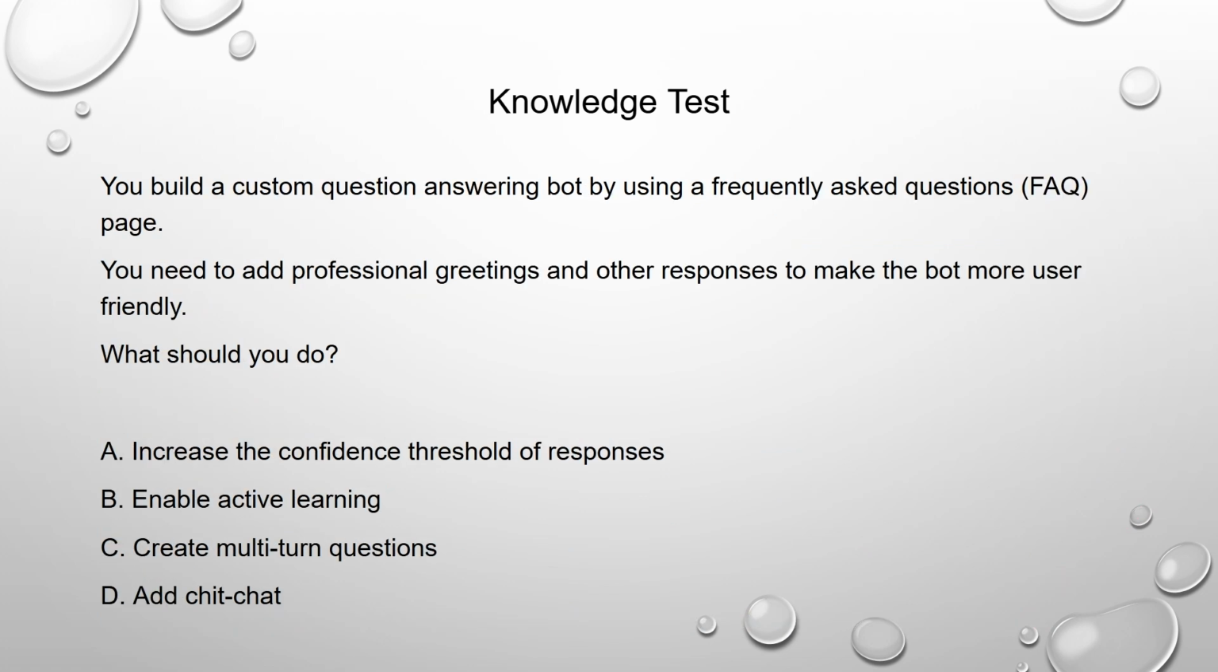You build a custom question answering bot by using a frequently asked question page. You need to add professional greetings and other responses to make the bot more user friendly. What should you do? Now you know the answer for that question. The correct answer is add chit-chat. You can select the chit-chat and then select professional to make it more professional and add other responses to the bot. Now, enable active learning is to make the bot learn from user questions. Multi-turn question means follow-up prompt. So to create a multi-turn question, you should add follow-up prompts. So in this scenario, to add professional greetings, we need to add chit-chat.